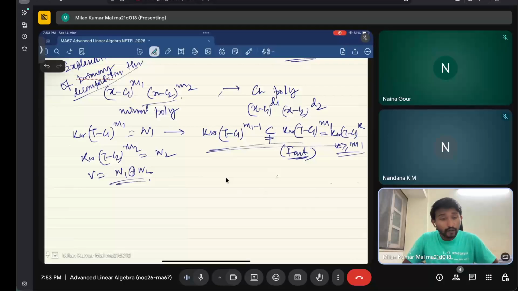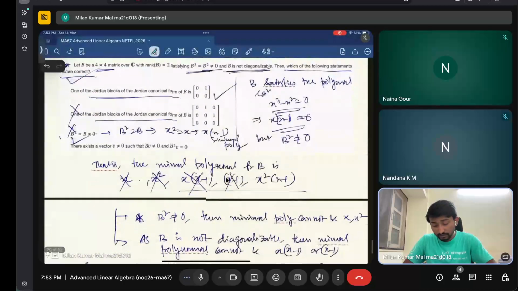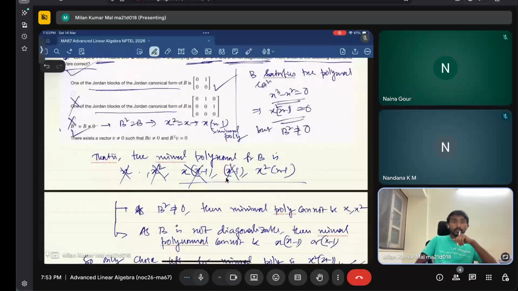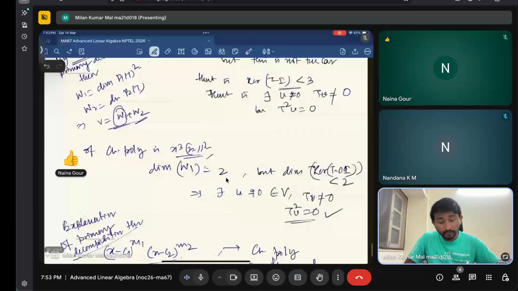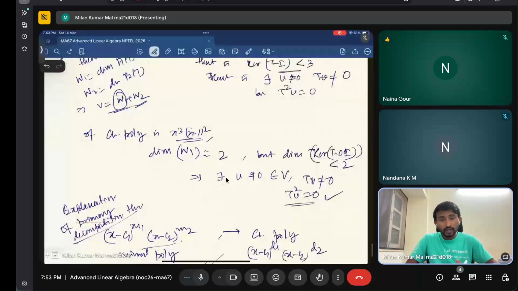Okay, so I hope it is clear. If you recall this fact, then I hope this will be clear. So that means the last fact is correct. The first and last options are correct. Is it clear? There are some new terminologies, but if you just remember this one, this will be clear.